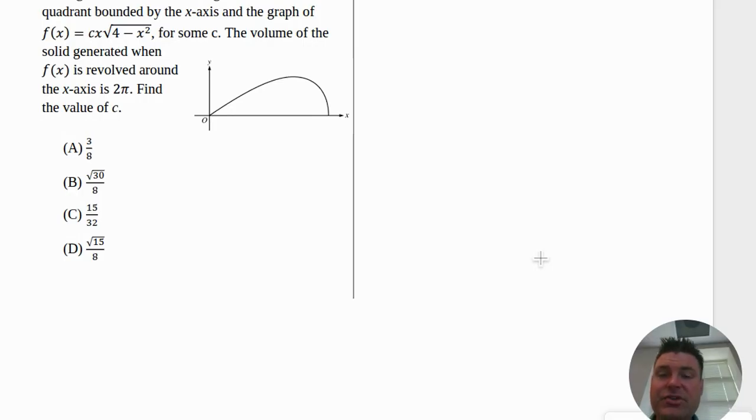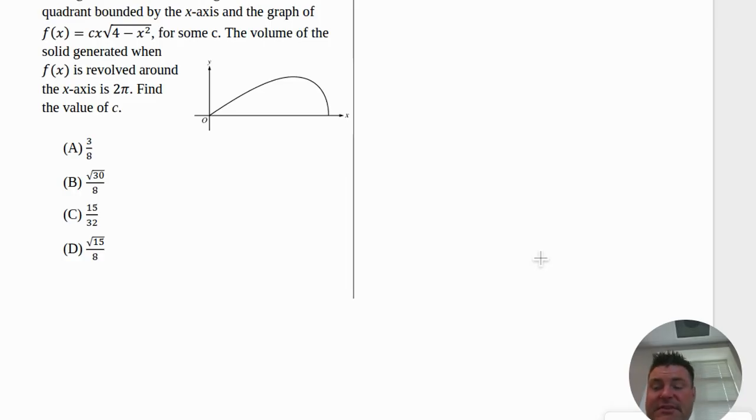The figure below shows the region in the first quadrant bounded by the x-axis and the graph of f of x, which gives us f of x, but not exactly what f of x is. It has some c in there. So we have this variable c as well, which is a constant.